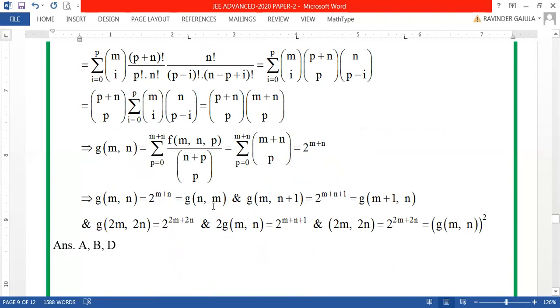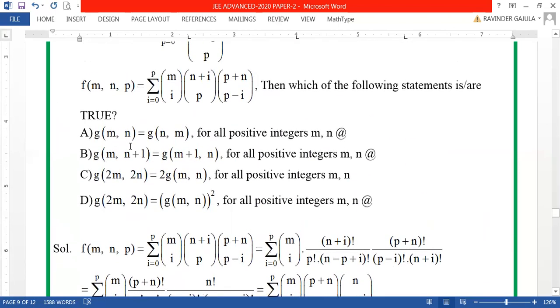Then Gnm will also be the same, interchanging n and m, there will be no change. So Gmn equal to Gnm for all positive integers is right, the first option, I think. And G(m, n+1) and G(m+1, n), because it is 2^(m+n+1) and this is also 2^(m+1+n), both are the same. That is also a right answer.